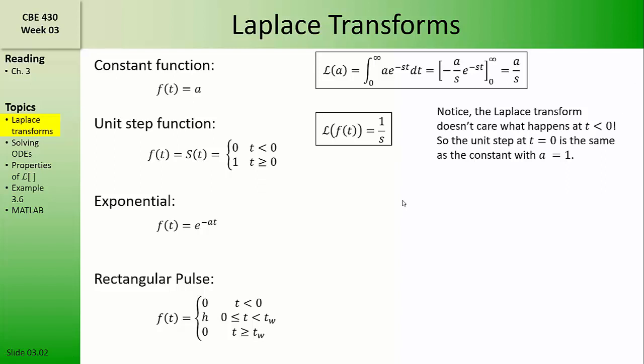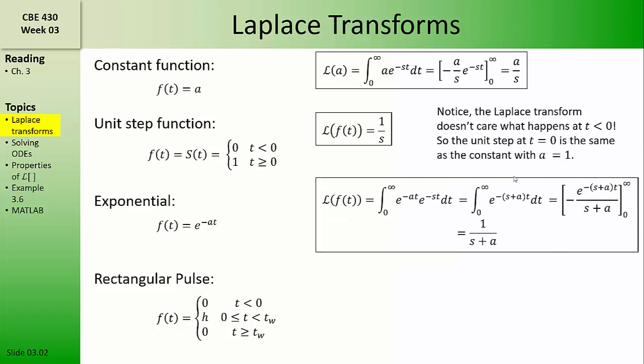Next, let's look at the Laplace transform of an exponential decay, e to the minus at. If we take e to the minus at and we insert it into the definition of the Laplace transform, we can combine the product of the exponentials by summing the exponents, and then evaluate the integral. We find that the Laplace transform of the exponential e to the minus at is just 1 over s plus a.